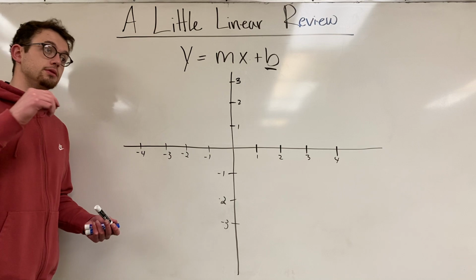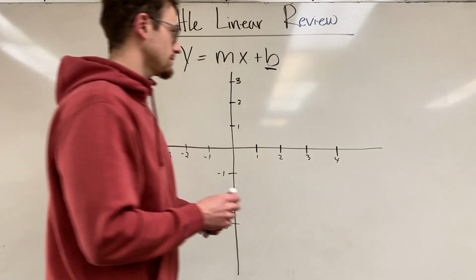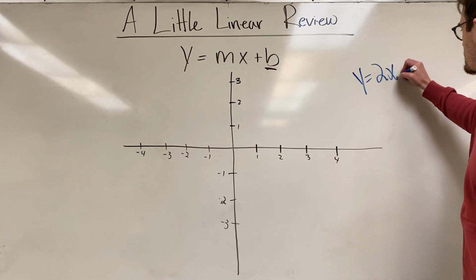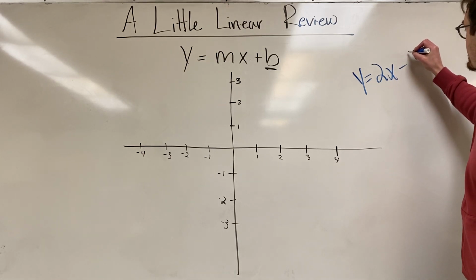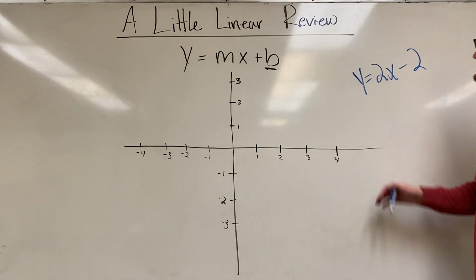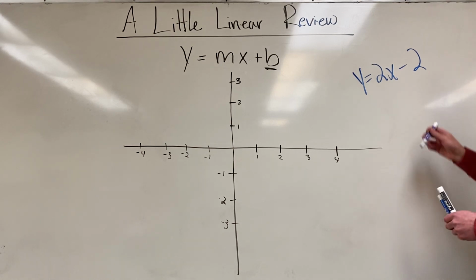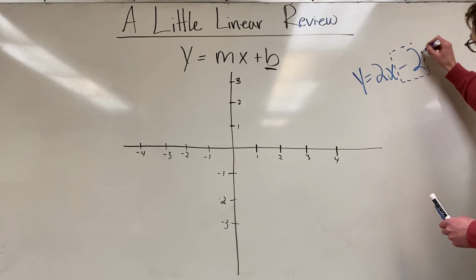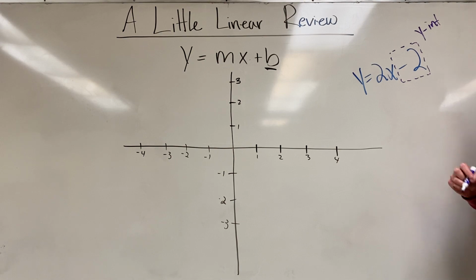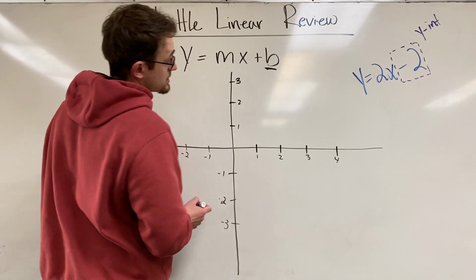The first thing I'm going to want my students to do is to graph a given equation. So let's say I have a given equation that is y equals 2x minus 2. When you're graphing, the first thing you're going to want to start with is this. Let me circle it. You're going to want to start with the y-intercept. That is a starting point. That is where we start graphs, y-intercept. So the y-intercept is -2.